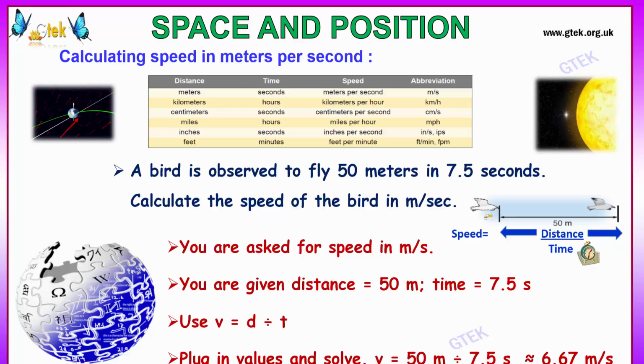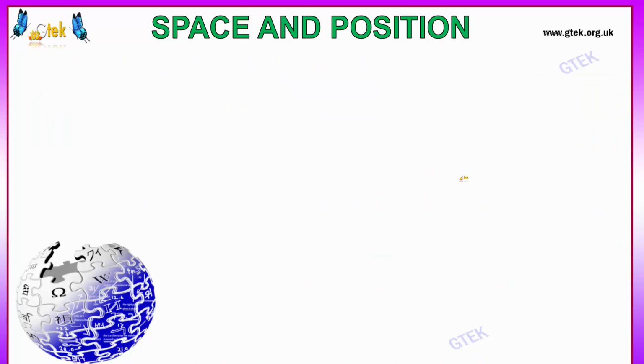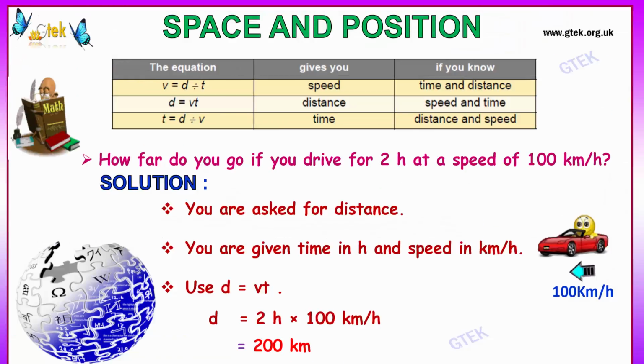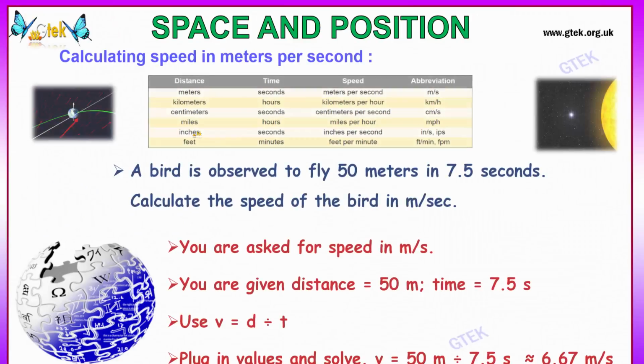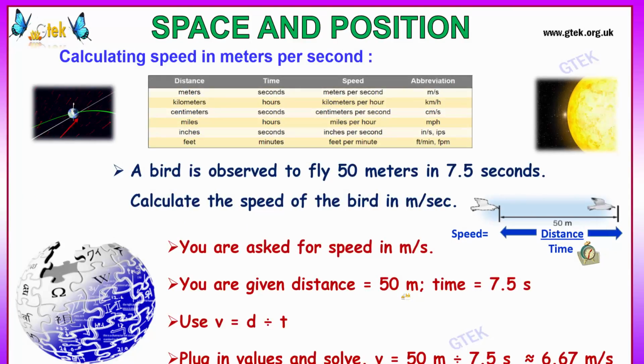A bird is observed to fly 50 meters in 7.5 seconds. Calculate the speed of the bird in meters per second. So we are asked to calculate meters per second. So 50 meters, 7.5 seconds. Previously we have seen the formulation here. We have to implement this formula. Now what do you know? You have the distance and time. The distance divided by time will give the speed. So you'll be getting 50 divided by 7.5, which is approximately 6.67 meters per second.